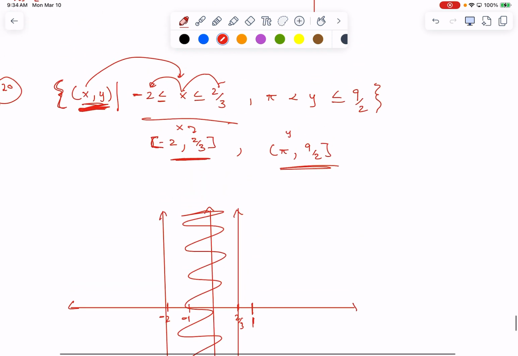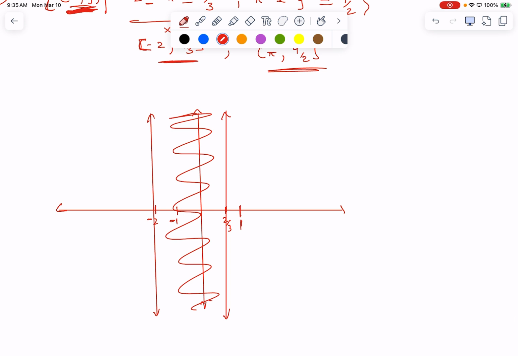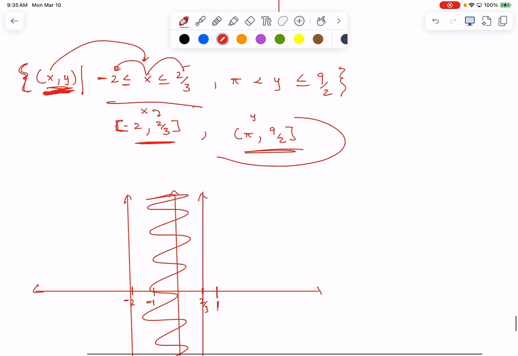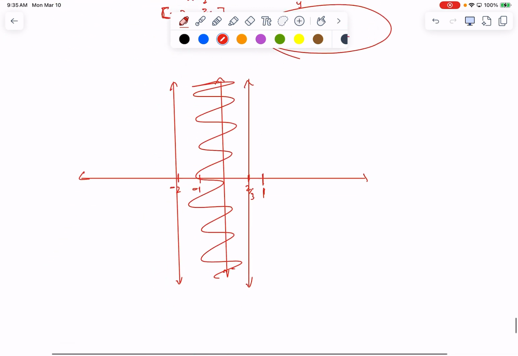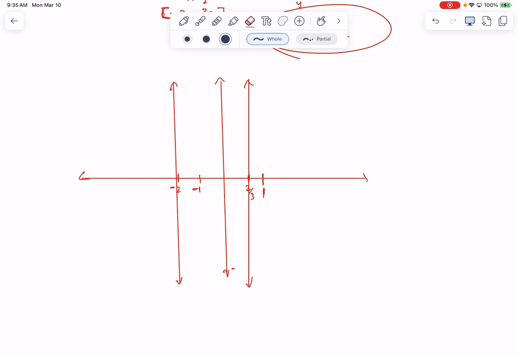What does y have to be between? So we're going to take this red shaded region and we're going to throw some y's out. We're only going to keep the y's that are between what? Pi and 9/2. Where's pi going to be? And what kind of line is it if it's just y equals a number? Horizontal line. Now we're going to have some solid or dashed, okay?